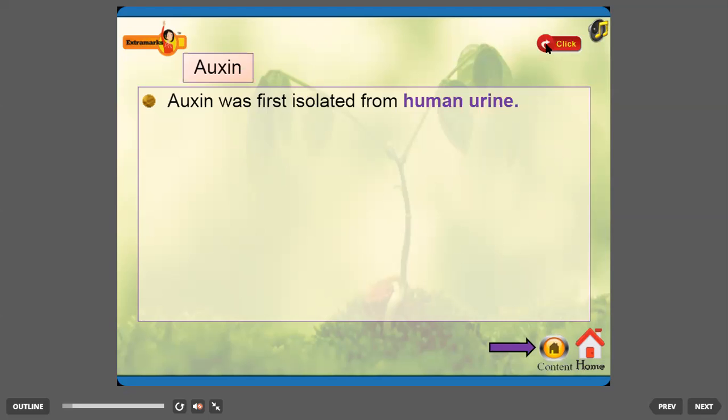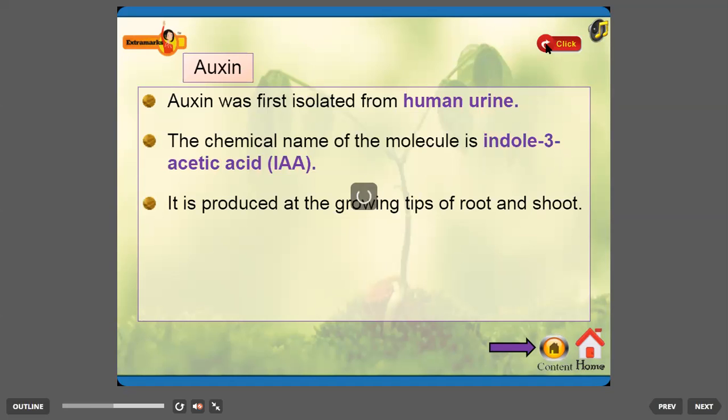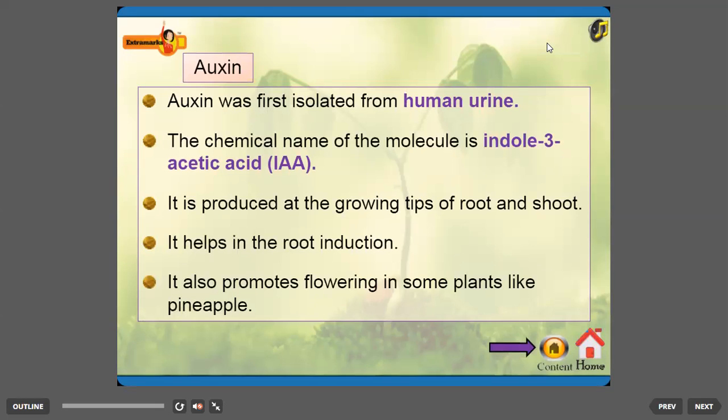It was isolated from human urine. The chemical name of the molecule is indole-3-acetic acid, or IAA. It is produced at the growing tips of the root and shoot. It helps in root induction. It also promotes flowering in some plants like pineapple. So we can see a lot of functions over here.